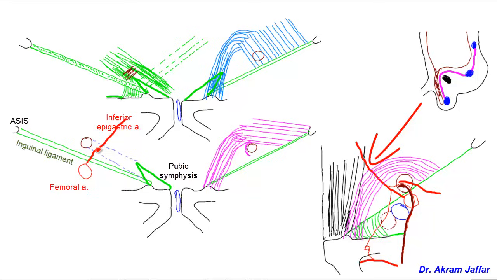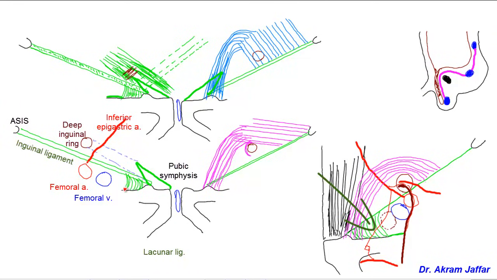So you can see the inferior epigastric artery traverses the posterior wall of the inguinal canal, medial to the deep inguinal ring. Medial to the femoral artery is the femoral vein, and at this location, these are the fibers that constitute the lacunar ligament, and then the pectineal ligament, and this is the deficiency here, the femoral ring leading into the femoral canal, medial to the femoral vein, bounded anteriorly by the inguinal ligament, medially the lacunar ligament, posteriorly the pectineal ligament.